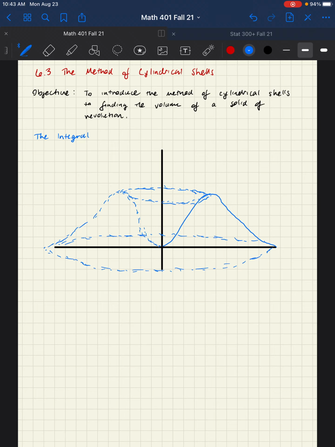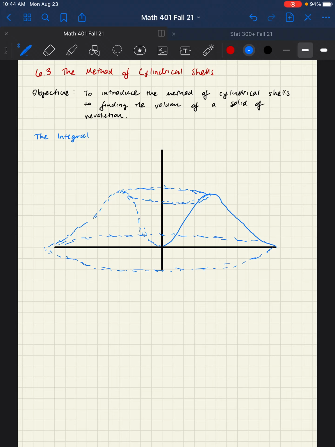In this video, we're going to start section 6.3. We're going to introduce the method of cylindrical shells. This is also often called the shell method, colloquially, because it's easier to say than the method of cylindrical shells. By introducing this method, it is an alternative to using the slicing method or the disc and washer method. And our objective is still the same with both of these methods.